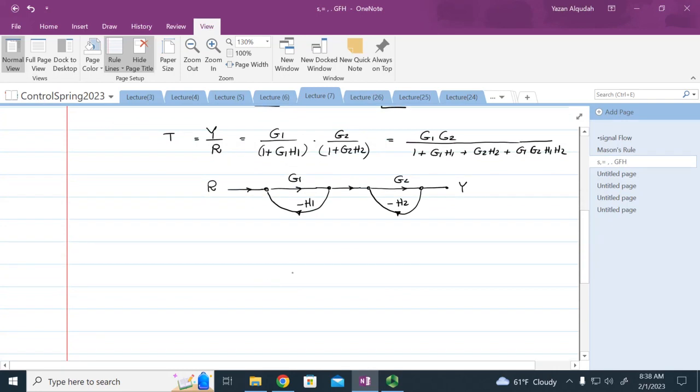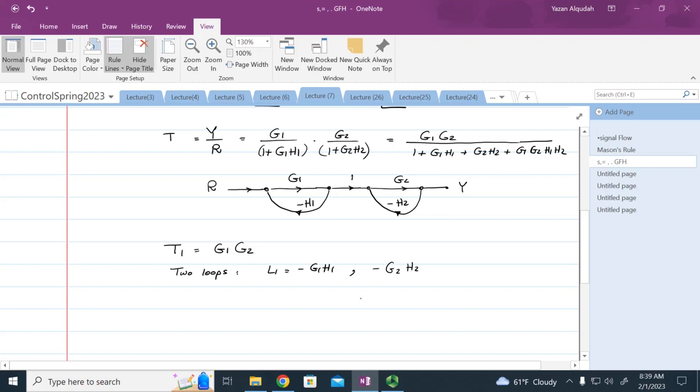What do we do? Mason's rule. How many forward paths do we have? One. What is the gain of the forward path? G1 G2. How many loops do we have? Two loops. The loops are negative G1 H1 and negative G2 H2.